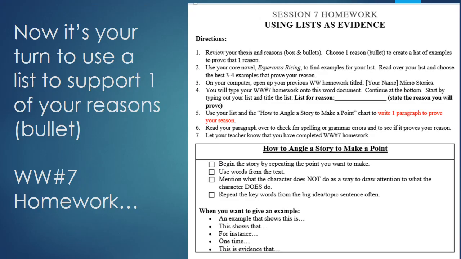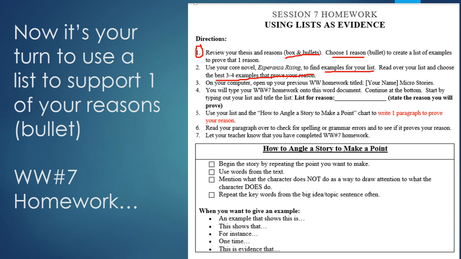So now it's your turn to use a list to support one of your reasons. You will number one, review your thesis and reasons. Okay, your previous homework, your box and bullets. You want to choose one reason to create a list of examples to prove that one reason. Then you will type up one paragraph. You will use your core novel to find examples for your list. Read over your list and choose the best 3 to 4 examples that prove that reason. Make sure it proves that reason.